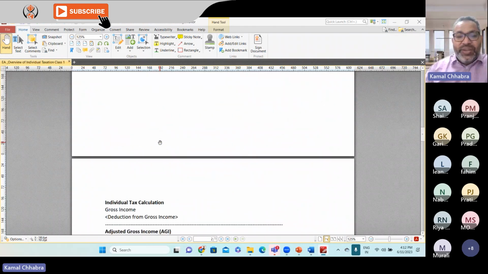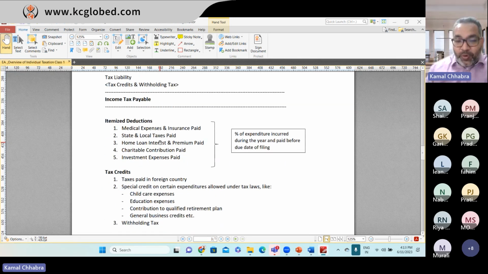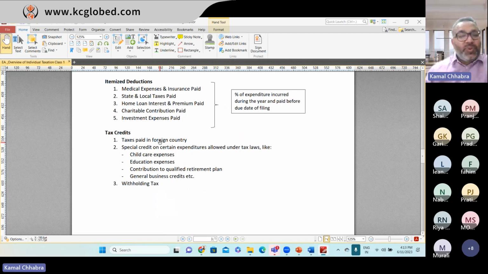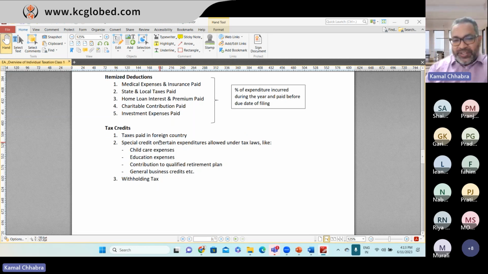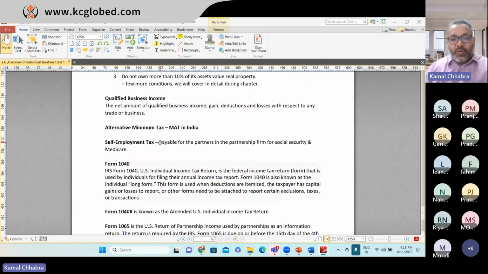So we'll take you through the individual taxation computation, right? How to calculate it: what is the gross income, what are the deductions, what are the adjustments, what is the standard deduction, what is the itemized deduction, what is taxable income, what tax rates are applicable, what is the tax liability, how to calculate the tax credit, and what is the tax payable finally. Before getting into the class, I'll walk you through these in detail so that the basic concepts are very clear. These are the kinds of notes you'll be getting.